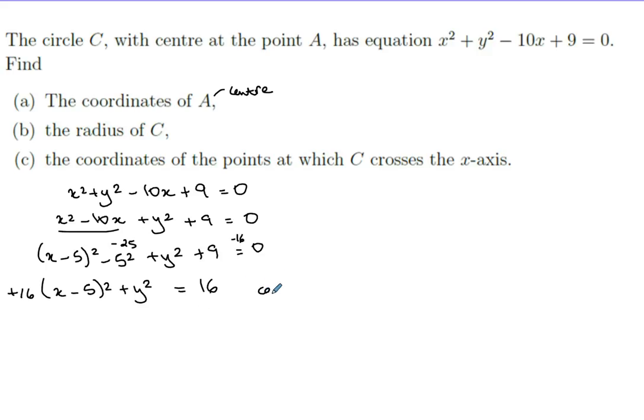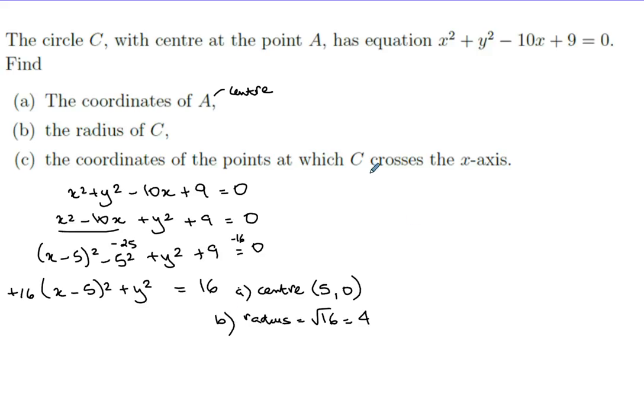So you know the center. Just change the signs. So it'll be 5, and there's nothing attached to that, so it'll just be 0. And the radius will be the square root of 16, which is 4. Okay, yeah, so that was really easy. Okay, so that was your part A and B.